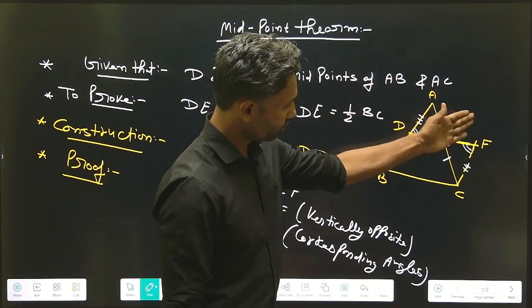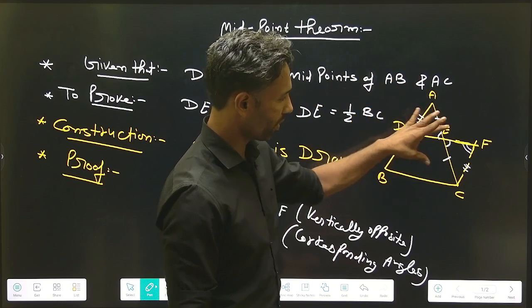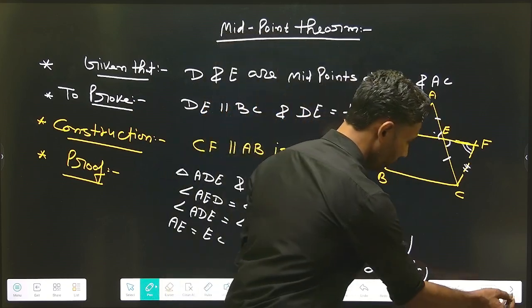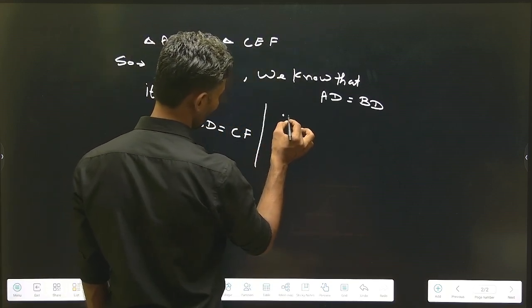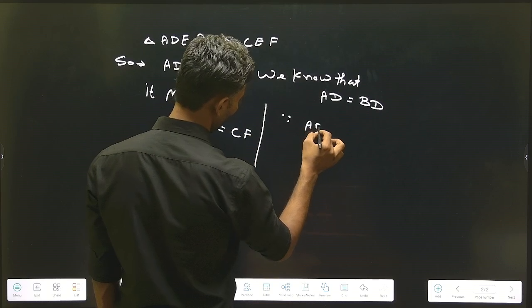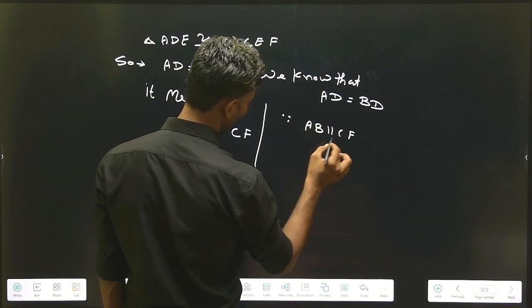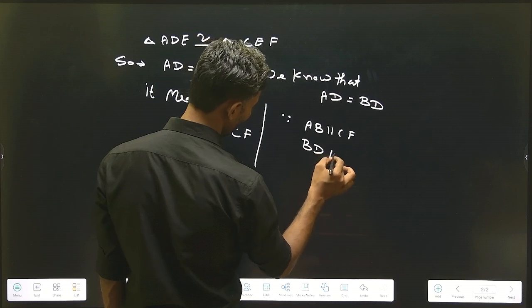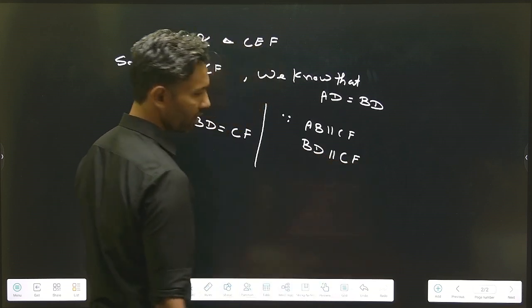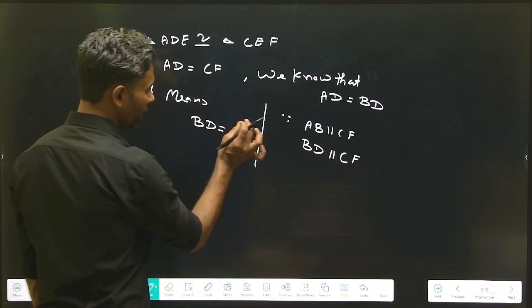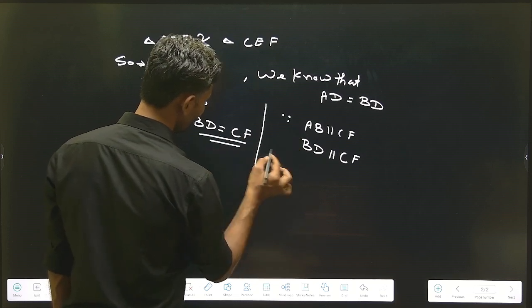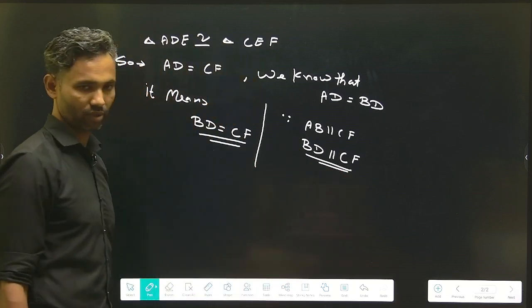And we already know that AB is parallel to CF, it means BD is parallel to CF. We know that because AB is parallel to CF, we can say that BD is parallel to CF. Now BD is parallel to CF and BD is equal to CF. Here you can see these two conditions.